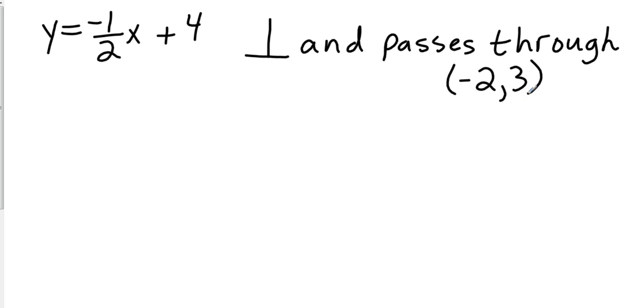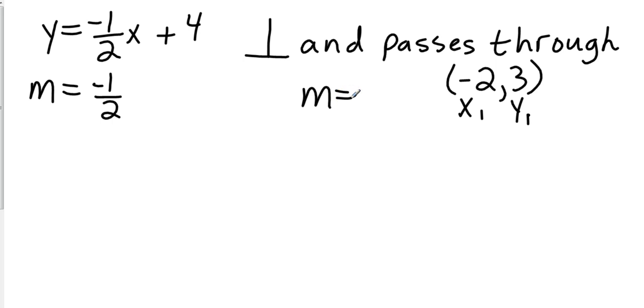So we have a point. We have our x1, y1. Now we just need a slope. So this slope is negative 1/2. We want to take the negative reciprocal for ours. So we want to flip it, which is going to just be 2 over 1. And we want to change the sign. That one was negative, this one was positive. So our slope is 2.